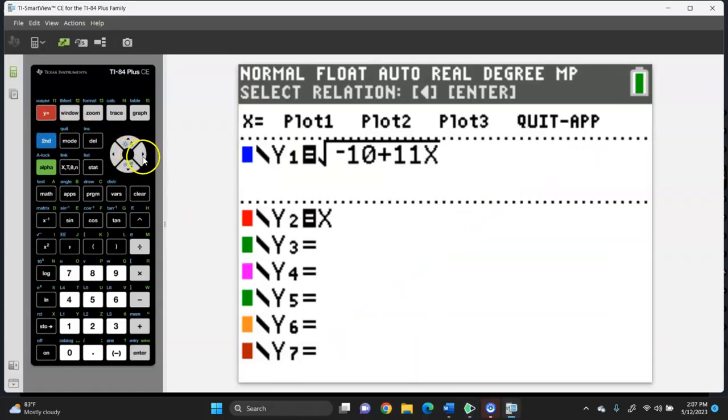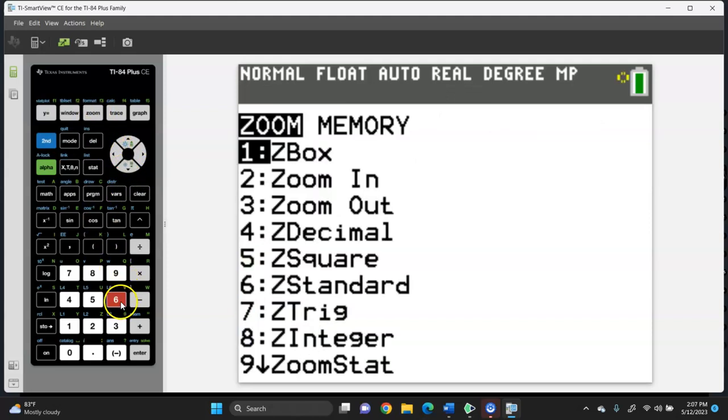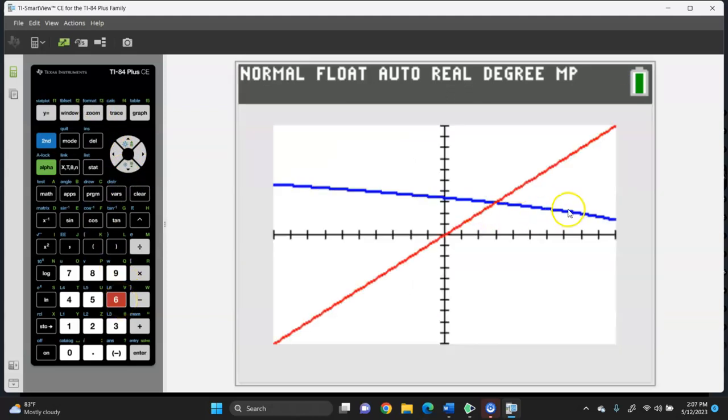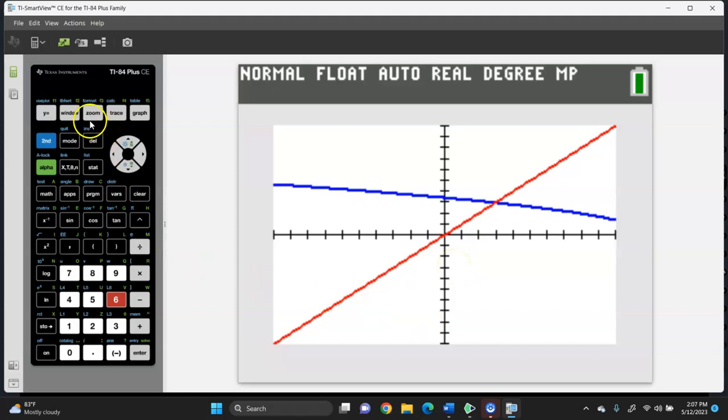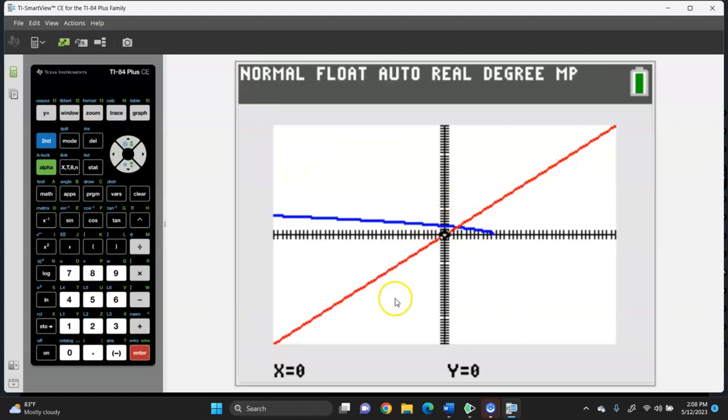All right, so we've got the square root of 12 minus x. Get rid of the other stuff. And down here, I've just got x. So I'm going to graph in a standard window. And we see it's only intersecting in one spot. Okay. If you're not sure, we can zoom out. Okay. And it's clear that that blue line is never going to cross the red line again.